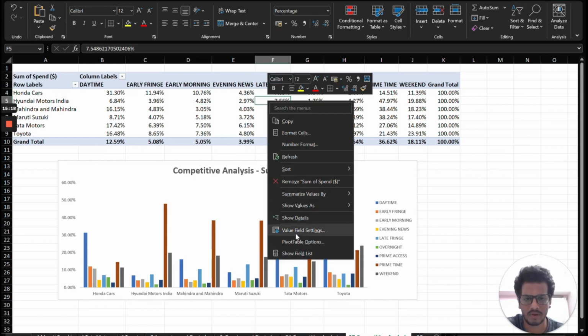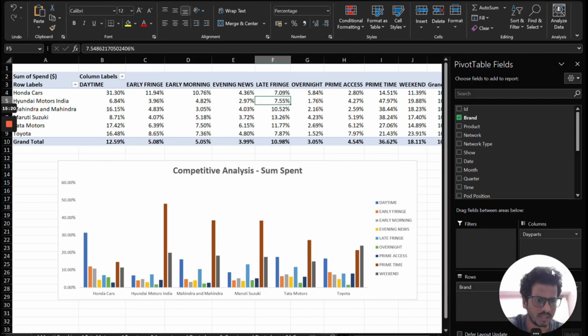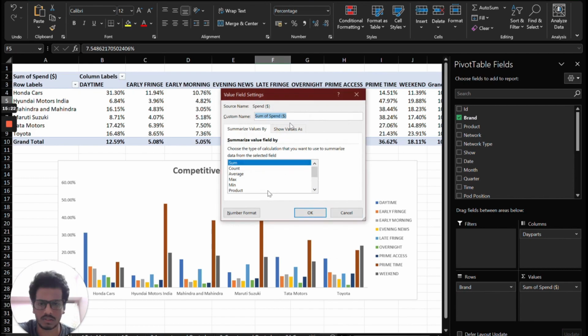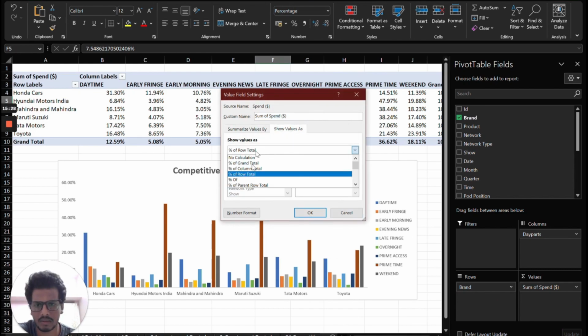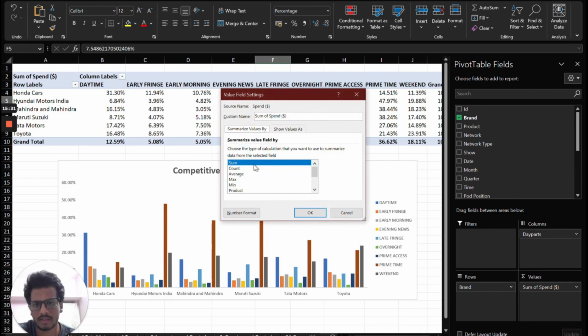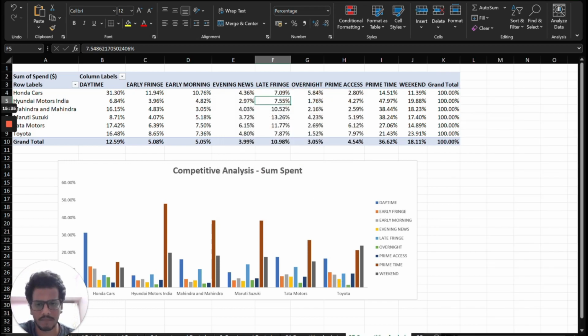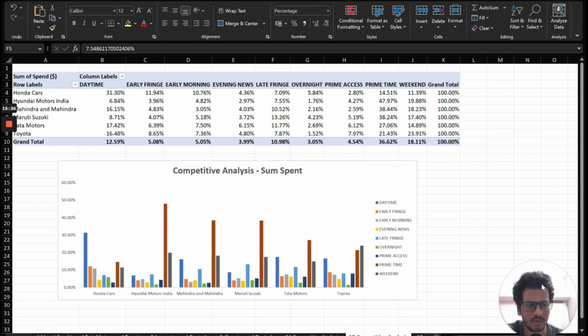So if I try to show the field, you can see. Just remove myself in here. So this is the filter which I have tried to apply in here. This is the filter, and I have seen the percentage of the row total, and this is the sum of all the spendings. Okay, now what we can analyze in here is Honda has spent 31.30 percent on the daytime.